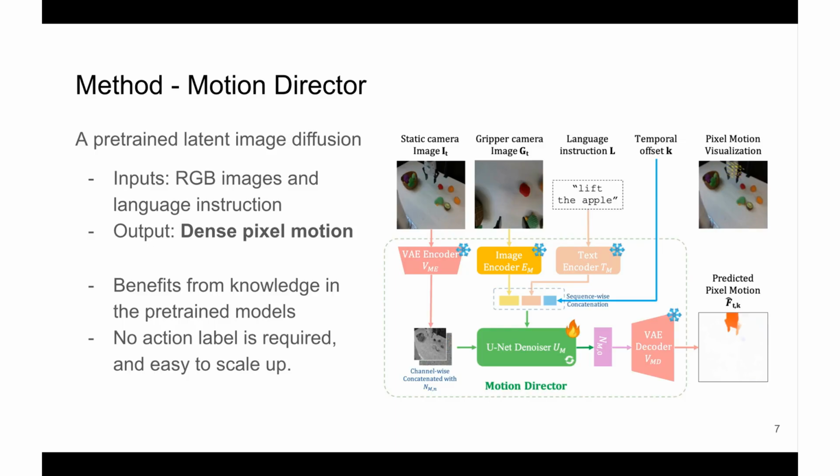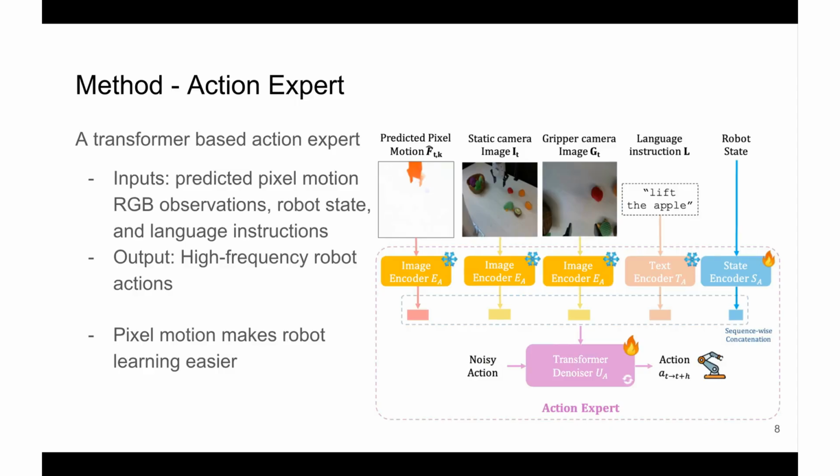To be more specific, the motion director was initialized from a pre-trained latent image diffusion model. The model was further fine-tuned to predict the future pixel motion based on the current visual observation and the language instructions. And thanks to the power of latent image diffusion models, the generated future pixel motion is dense and high quality compared to previous works. The training does not rely on any robot actions, which could be easily scaled up. The predicted future pixel motion is then processed by a transformer-based diffusion policy action expert. It is a typical diffusion policy but conditioned on additional pixel motion images and language. We also found that the pixel motion makes the learning easier.